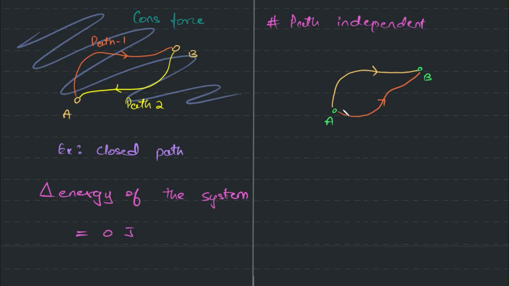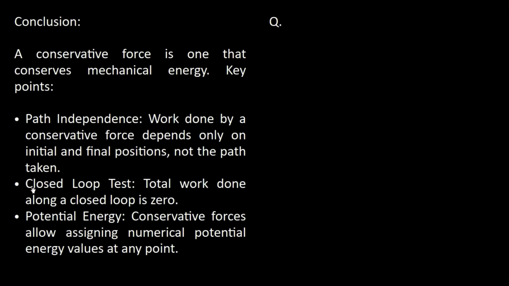Like we saw the phone case, I spoke about this repeatedly. If we drop a phone from point B, it doesn't matter how you reached point B, the damage will remain the same, right? So the closed loop test: the total work done on a closed loop is 0. If you want to test if the given force is a conservative force, you can test with path independency, or with the closed loop test.